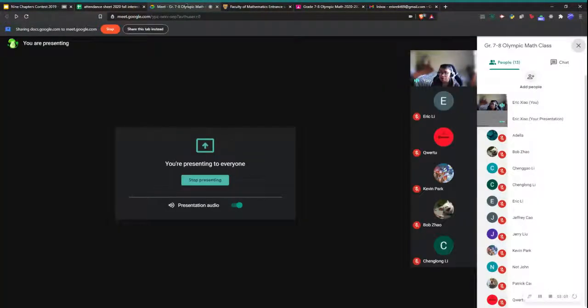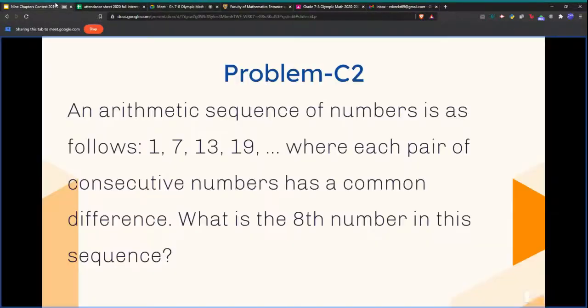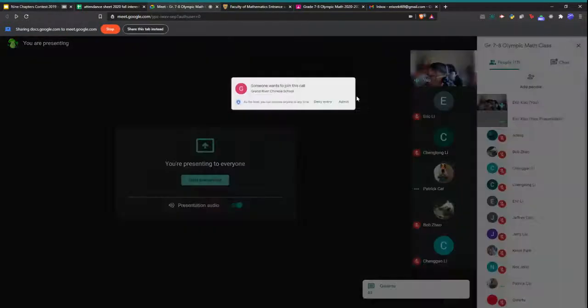Does anyone know the answer off the bat? If you have an answer, you can shout out. Let me think about it. 43 seems correct.